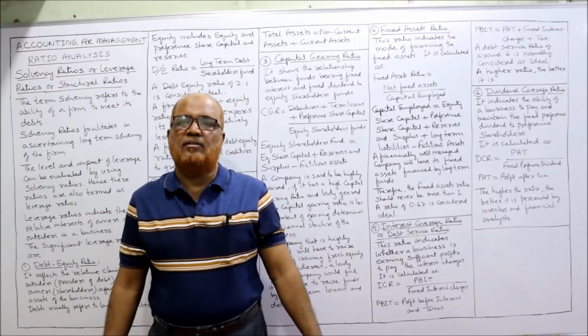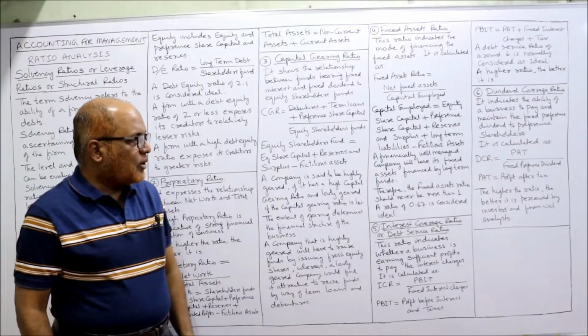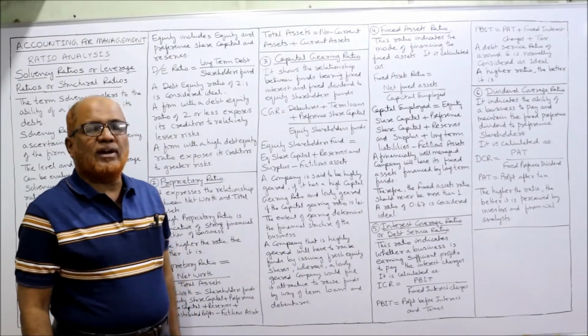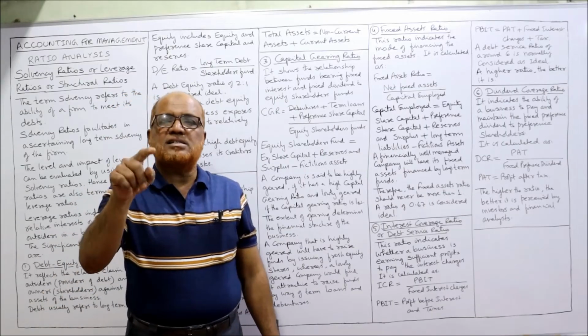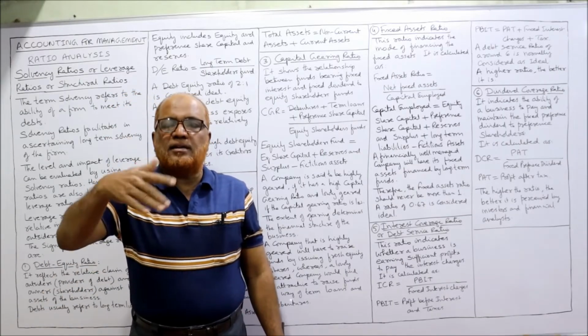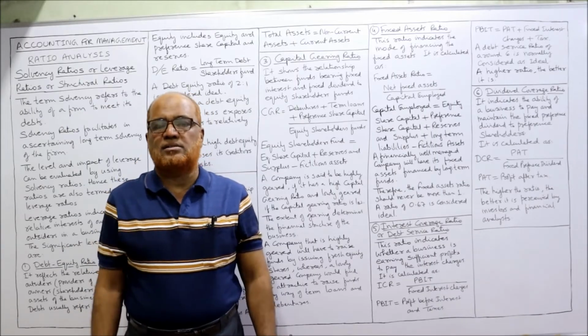That is considered as ideal. That's all. This is the capital gearing ratio. The next ratio is interest coverage ratio or debt service ratio. Interest coverage ratio means how many times our profit is of interest charges.